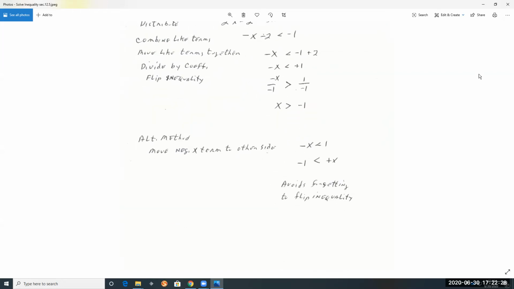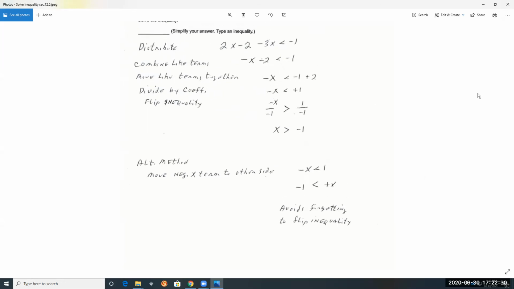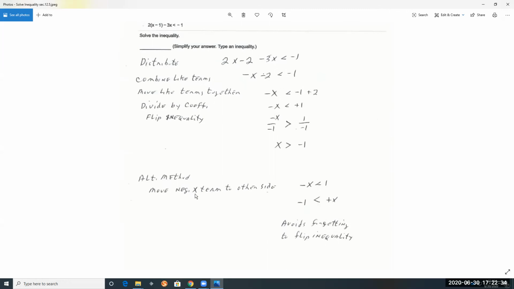An alternate way to do the problem, as I suggested in the previous example, is to move the negative x term to the other side first. So the negative x term right here, if we move it to the right, it becomes plus x, and therefore we need to move the minus 1 to the left. So we have a total of negative 1. And we have the answer solved right away.